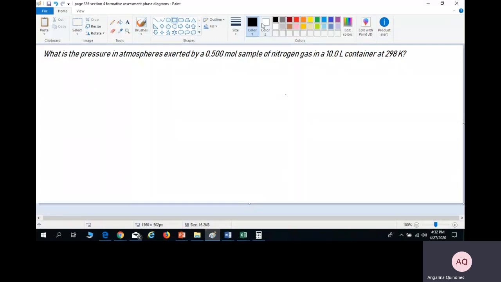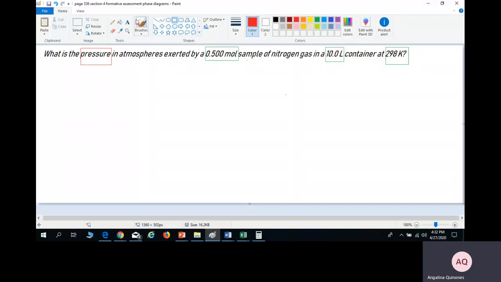So I'm going to go ahead and circle the information that was given. So over here, I have 0.5 moles of a sample. So I got my moles. I was also given 10 liters, and I was given 298 Kelvin. All right. And it says what pressure. So the question is asking me for pressure.